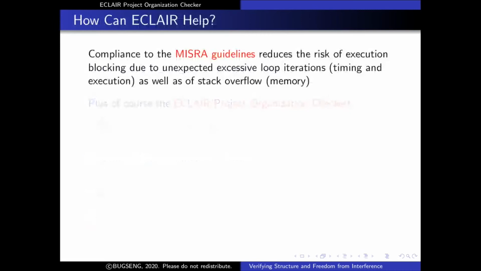Actually, not only this. The first way in which ECLAIR can help is through its support of the MISRA guidelines. The MISRA guidelines have something to do with this, because applying them reduces the risk of execution blocking due to unexpected excessive loops. In MISRA compliant code, reasoning on loops is much easier due to the restricted form they can take. So this is something in the timing and execution category. By complying with the MISRA guidelines, you can also prevent stack overflow, which is in the memory category we have seen.